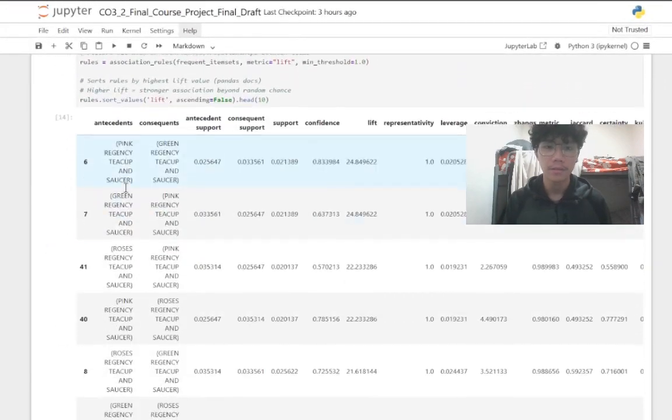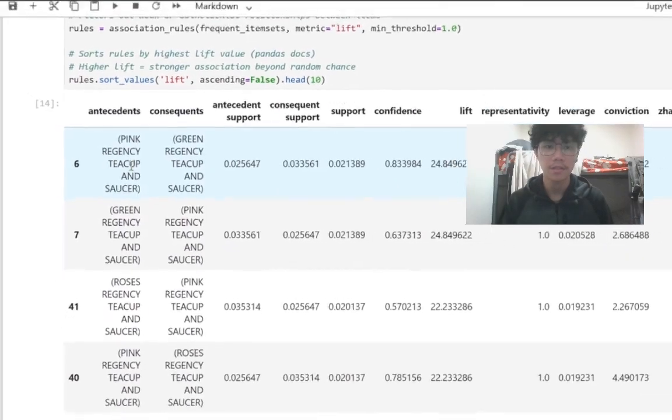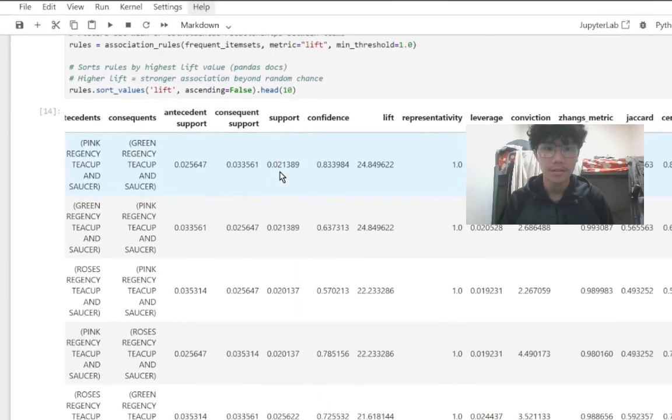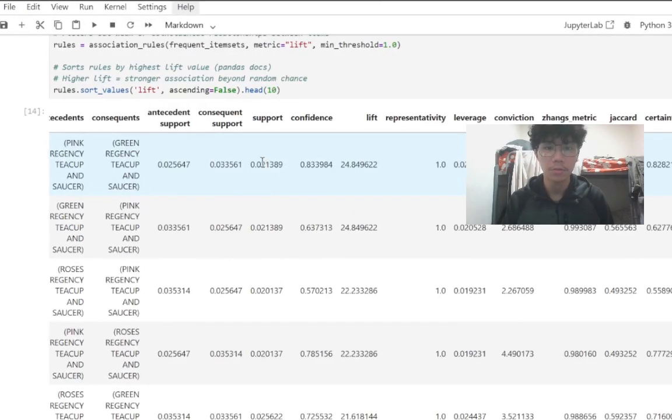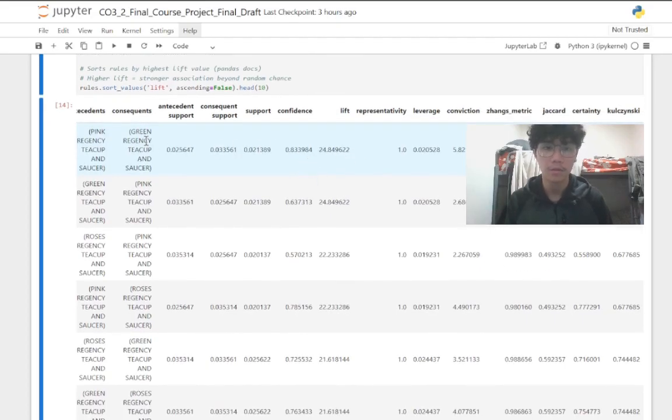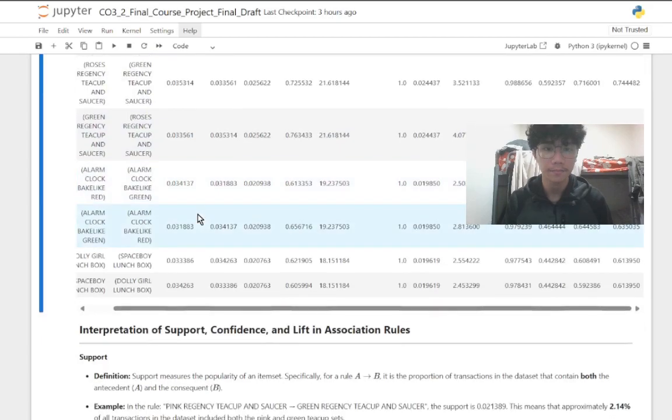So let's break down the metrics for our top rule. If a customer buys a pink Regency teacup, they are likely to also buy a green Regency teacup. The support is about 2.1%, which means this combination appears in 2.1% of all transactions. Confidence is 83.4%, which means that when someone buys the pink teacup, there's an 83.4% chance that they also bought the green one. Most importantly, the lift is almost 25, and a lift value greater than 1 indicates a significant relationship, so 25 tells us these items are purchased together 25 times more often than we'd expect by random chance.